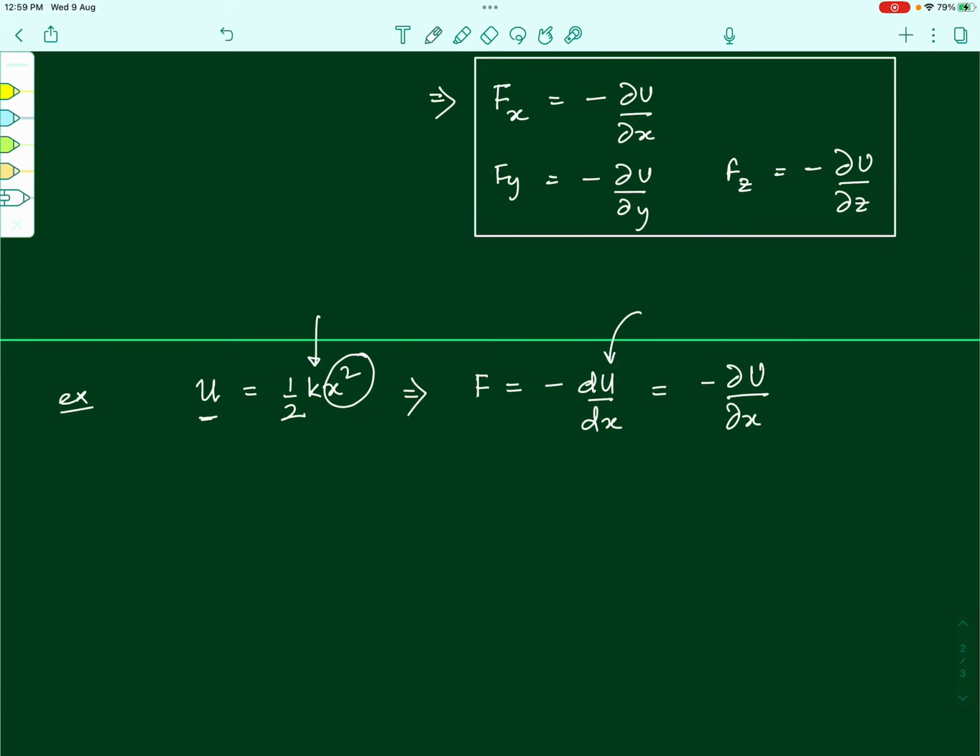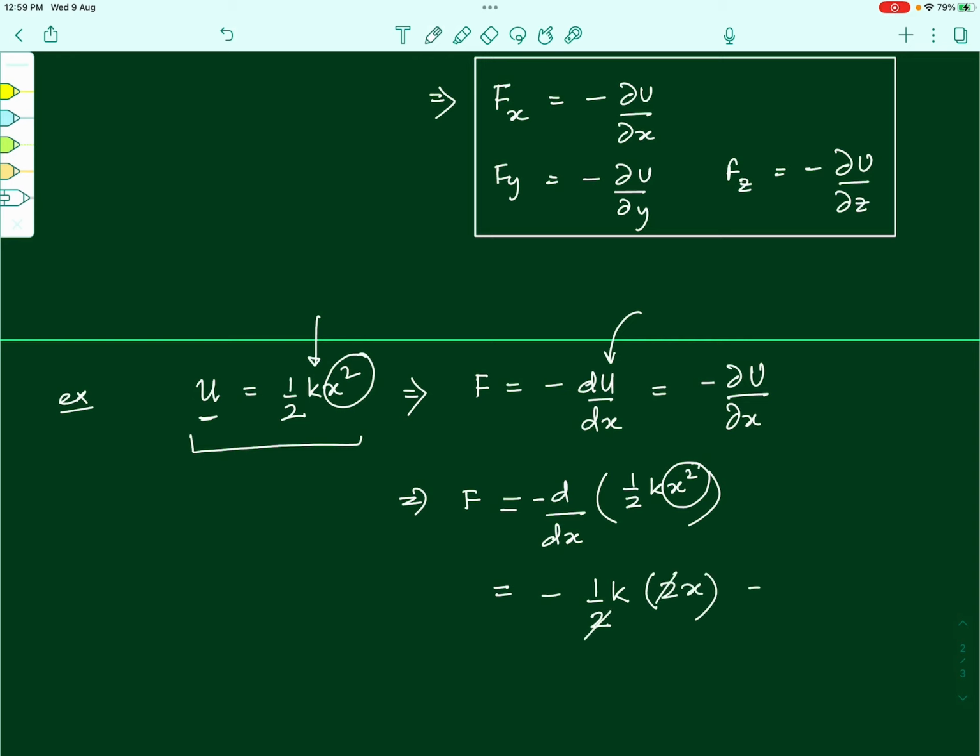Now when we do minus of du by dx over here, see what do we get? So this implies f is equal to minus of d by dx of, what is the function u? It's half kx squared, and now we differentiate it with respect to x. So when we differentiate it, do you see that we will get minus of half k, being constant, will remain as it is, and the differentiation of x squared with respect to x will be 2x, right? And see that we are getting the answer here as minus of kx, which we know indeed is this expression for the spring force. The spring force is given by minus of kx.